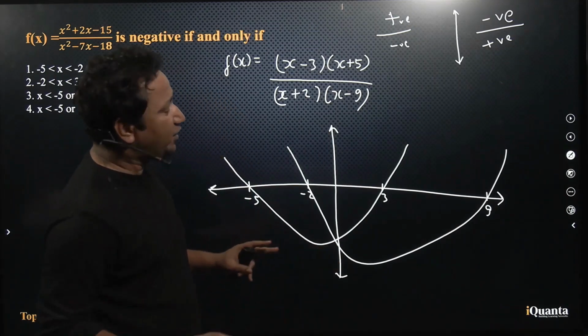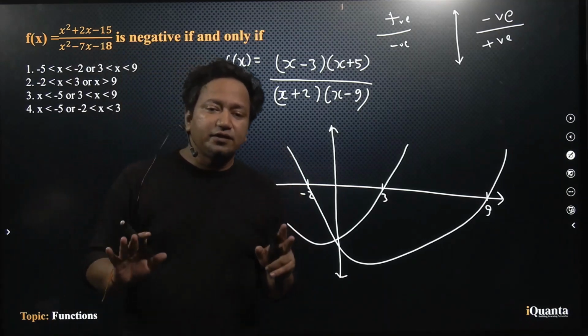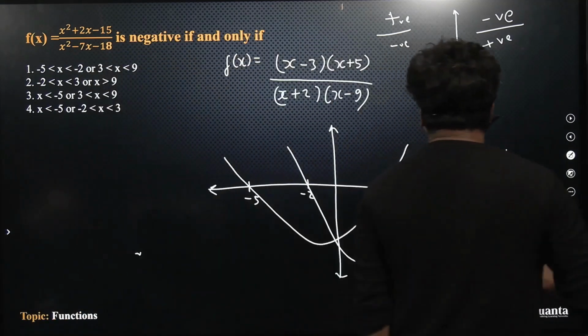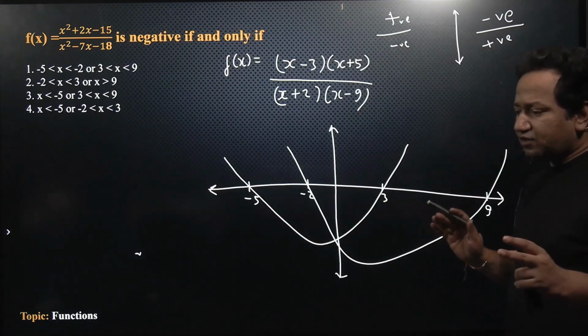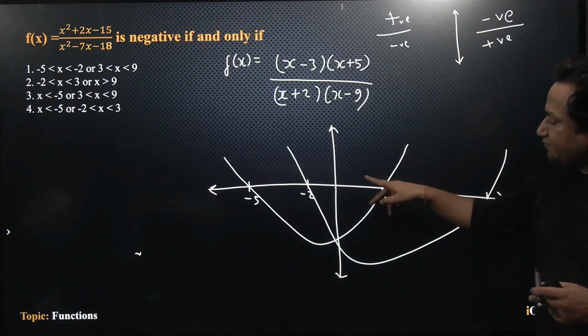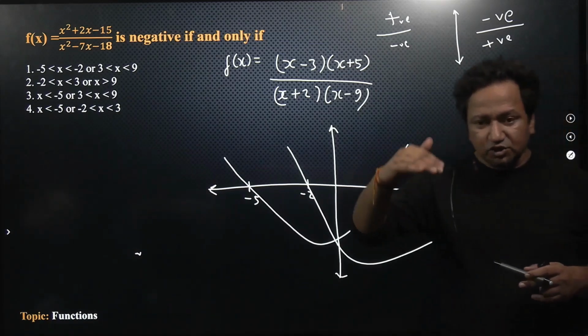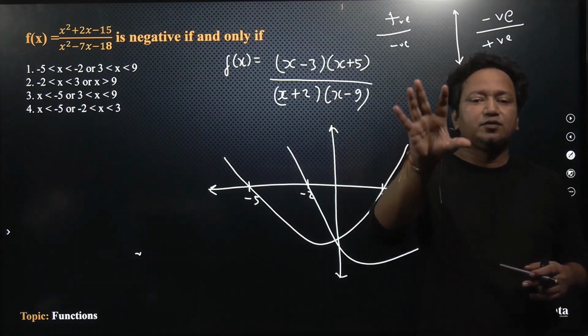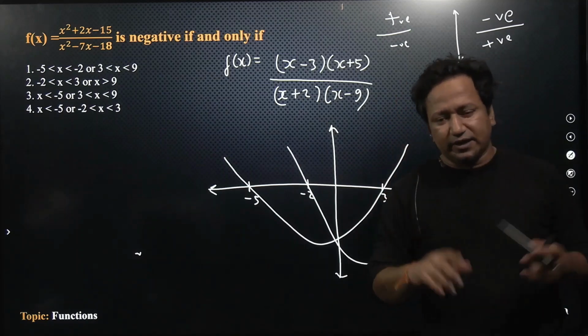All right. We do not care about which point is this or this. We just have to care about under what intervals the function is negative. So the function will be negative, as I said, in 2 cases. We have 2 graphs over here. So one should be positive, other should be negative. And if it happens, the function will be negative. Let us look at that.